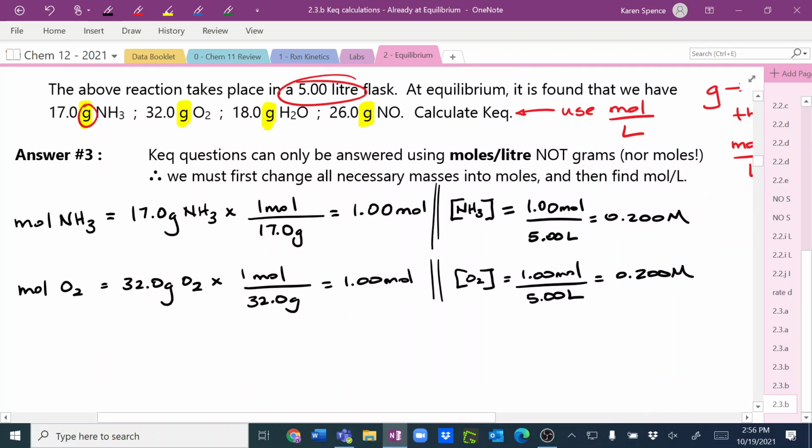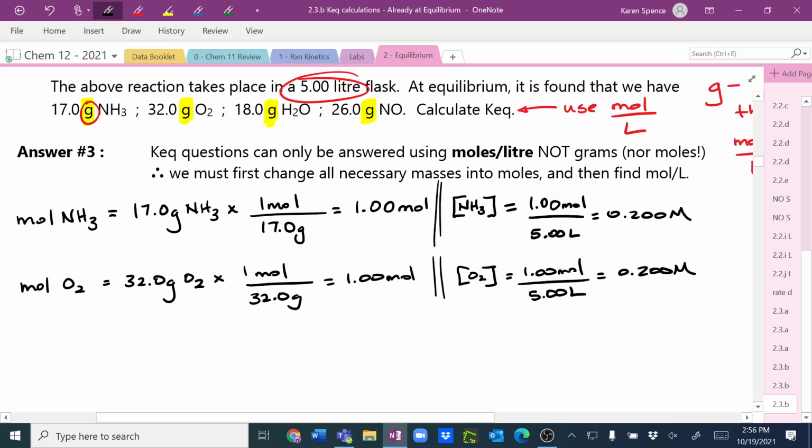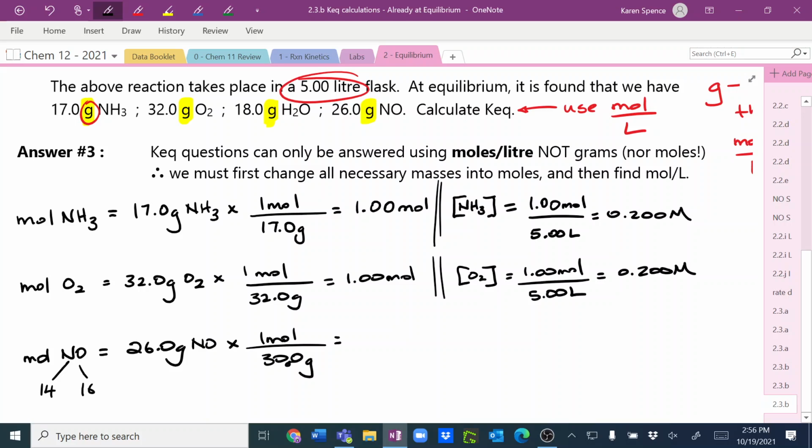And our last one, sadly, is not going to be 1 mole. So we have moles of NO: 26.0 grams of NO times 1 mole per, in this case, 30.0 grams. Why is it 30? Because 14 plus 16 gives us 30. And so we get 26 divided by 30 equals 0.86 repeater. I'm just going to leave the repeater there because I'm not done yet. I would never leave that in a final answer, but here I'm just going to leave it there.